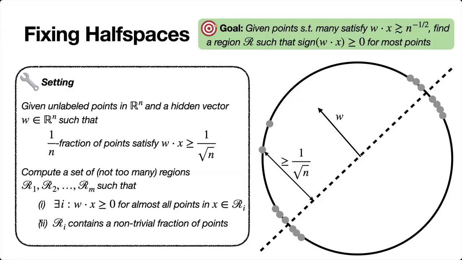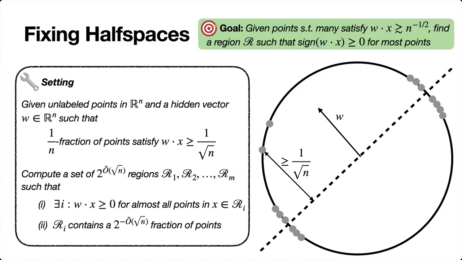Moreover, recall that we're actually going to need that this region contains a non-trivial fraction of points, because we're only going to get the points in this region correct, and we want to have a reasonably large advantage in order for the boosting arguments to not take too long. Now, what do I mean by not too many and non-trivial fraction here? If we want to run in 2 to the root n time, I want to compute a set of 2 to the root n regions, such that the regions contain a 2 to the minus square root n fraction of points.